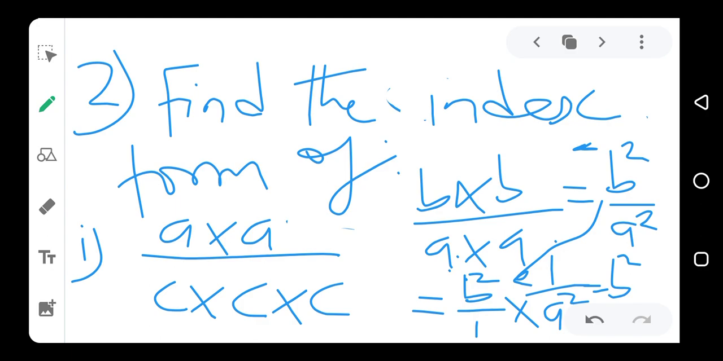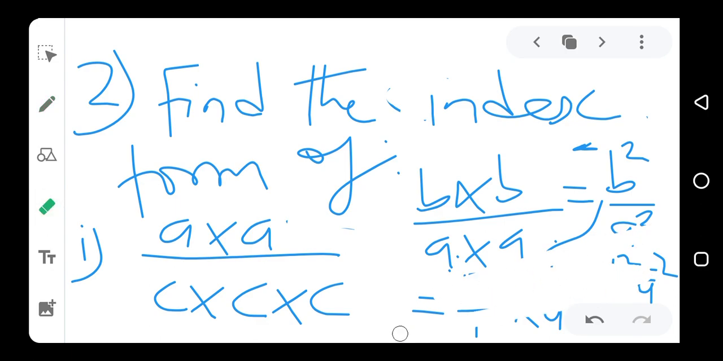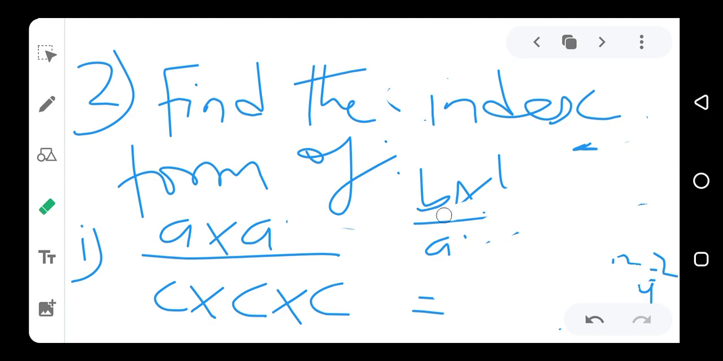What can we convert to get 1 over a raised to power 2? It is when we find the inverse of a raised to power minus 2. So this 1 over a raised to power 2 is the same thing as a raised to power minus 2. So this is how to work it back to get the inverse form of this index form, expressed as the expanded form of this. Let me give you more example on this.